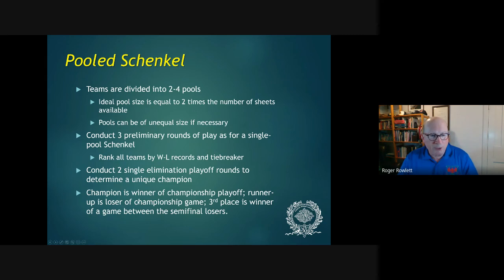So the champion is the winner of the championship playoff. So the top Pool A team against the top Pool B team. The runner-up is the loser of that game. Third place winner is the second place A pool team versus the second place B pool team, and so on. You can run as many events as you like as you have ice time available.